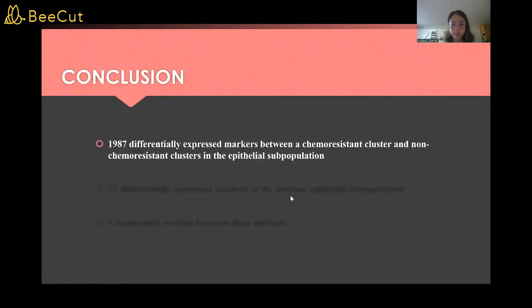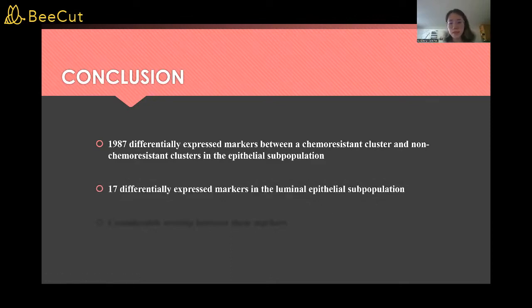Finally, conclusion. 1,987 differentially expressed markers are found between a chemoresistant cluster and non-chemoresistant clusters in the epithelial subpopulation. Also, 17 were found in the luminal epithelial subpopulation, and there is a considerable overlap between these markers.